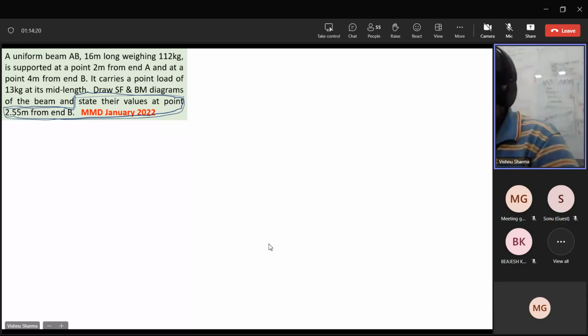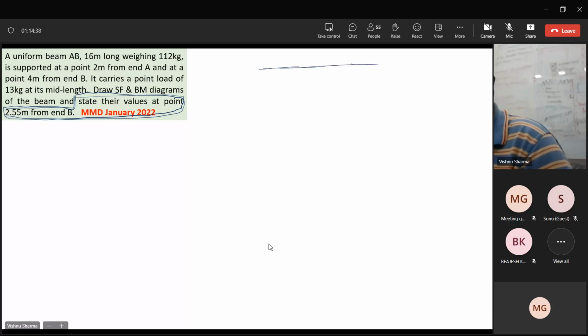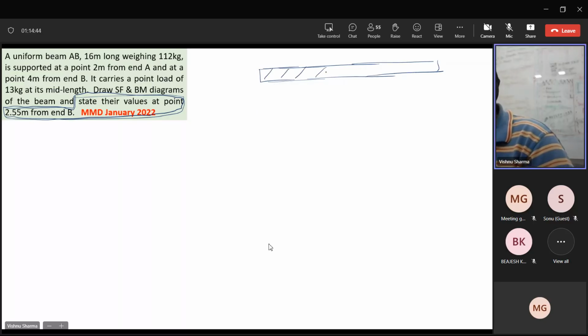Please draw the diagram. Read the question, draw the diagram, guys. Don't just sit. If you keep sitting, you'll not understand. I can bet on it. And if you do this question well, you'll be able to attempt most of the beam questions. I can tell you this also. And obviously we'll keep it in kgs because it's 112 kg. So we'll keep it in kg, okay?